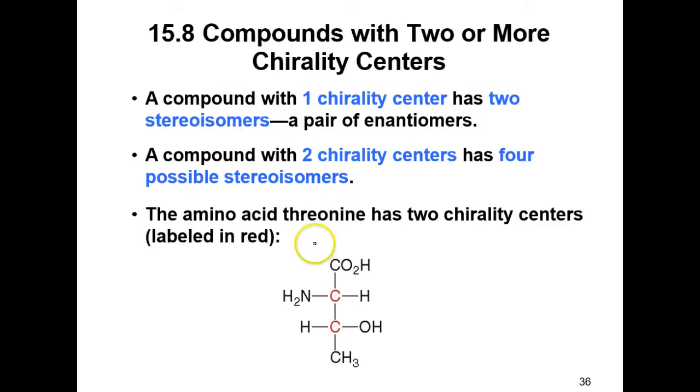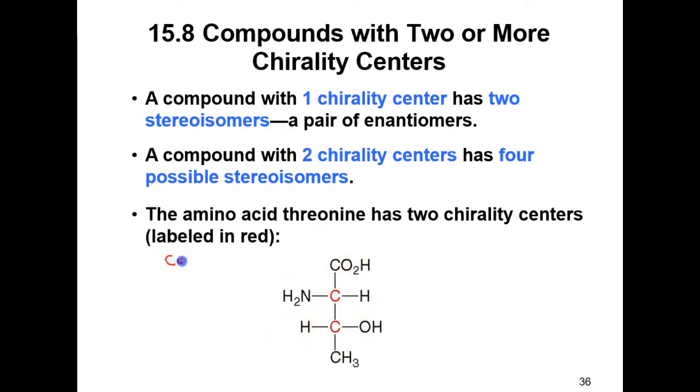So this is an amino acid, threonine, which has two chiral centers. You can see one right here. And notice it's in a Fischer projection. So which groups are going to the back? It's the top one and the bottom one. This is going to the back, this is going to the back. These are both coming out towards me.